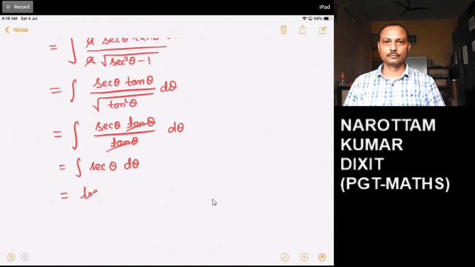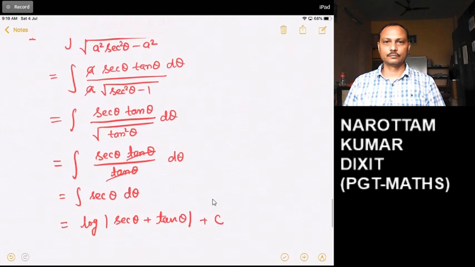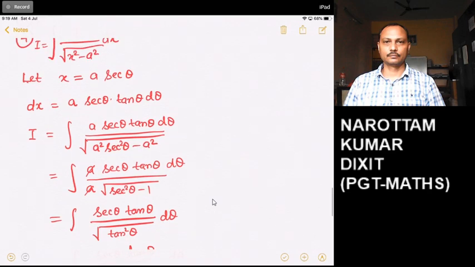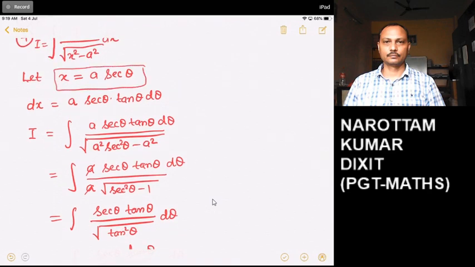It is equal to log of mod of sec theta plus tan theta plus constant of integration. Now replace the theta which we have taken in the substitution. In terms of x, we have to represent our final result or final formula. So we have taken x equal to a sec theta. So it implies that sec theta is equal to x upon a. So in place of sec theta, we can write x upon a.